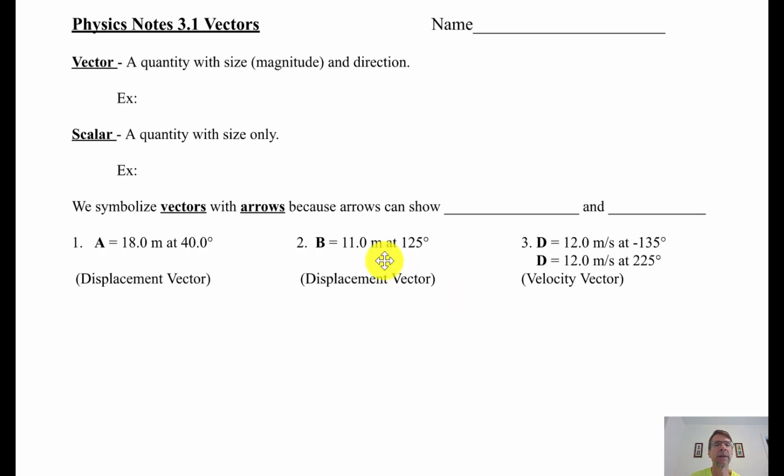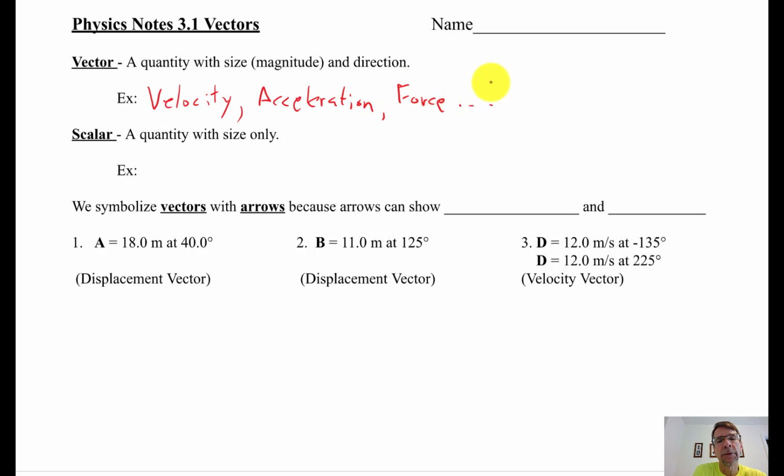Vectors. We've already defined that. A vector is a quantity with size and direction. And we've had some examples so far. For example, we've had velocity is a vector, acceleration, displacement. There's many others. There's going to be force, and so on.